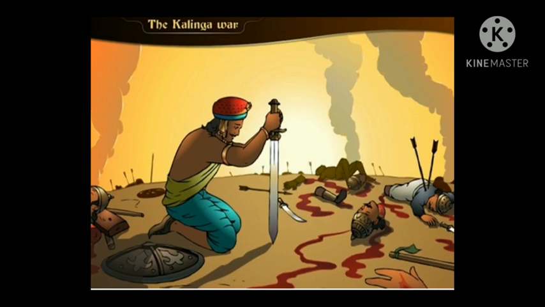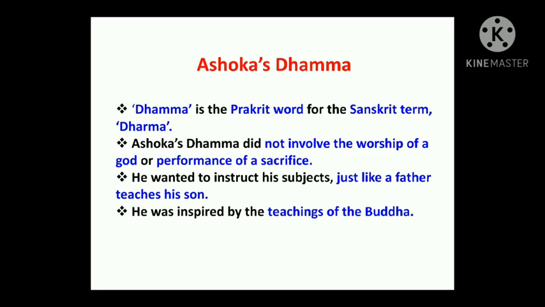Children, you know that Ashoka is the only king in the history of the world who gave up conquest after winning a war. Then children, you can see Ashoka's inscription describing the Kalinga War in your textbook. Please try to read it. And now let's discuss Ashoka's Dhamma.